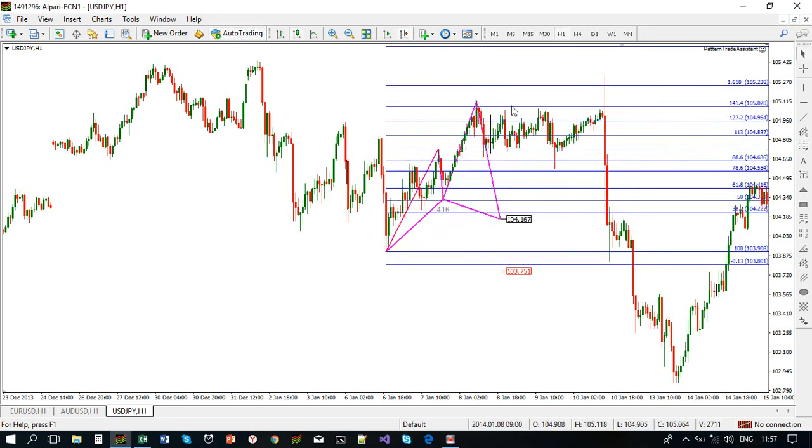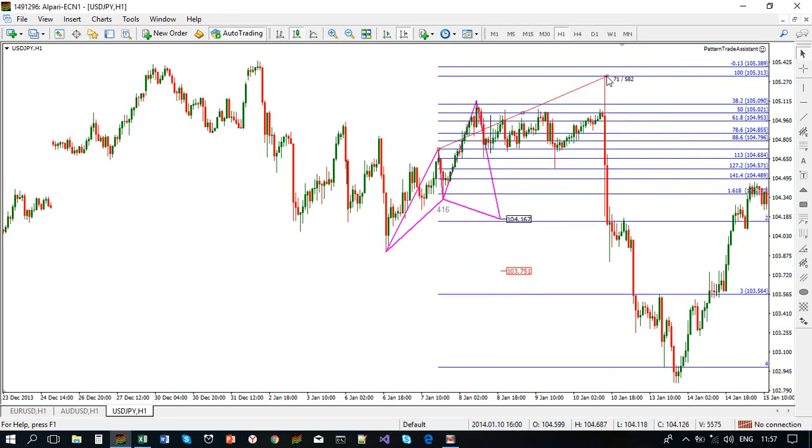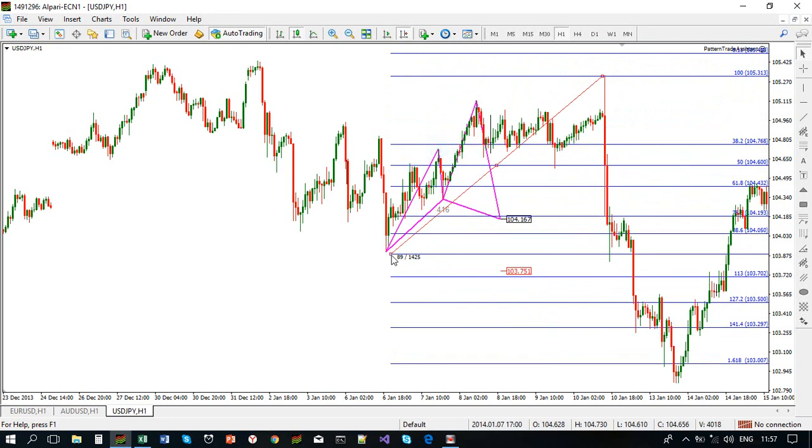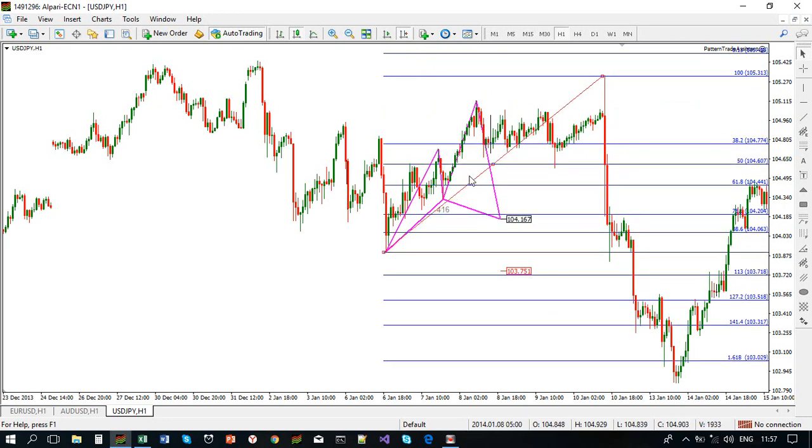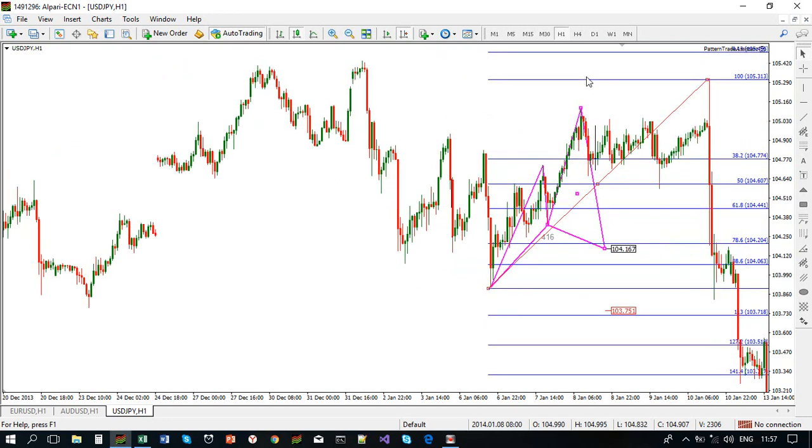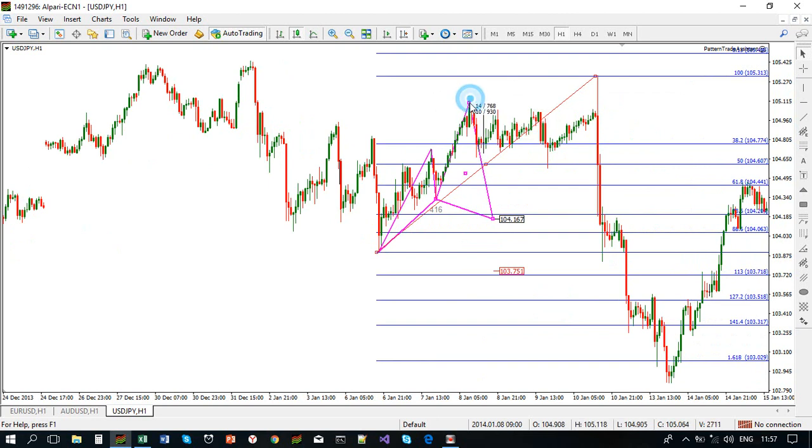Let's go. 1414. No close above 1414. You see that? This is perfect. A perfect pattern. It is a valid one. So it should go this way. This one goes here. And this one goes here.